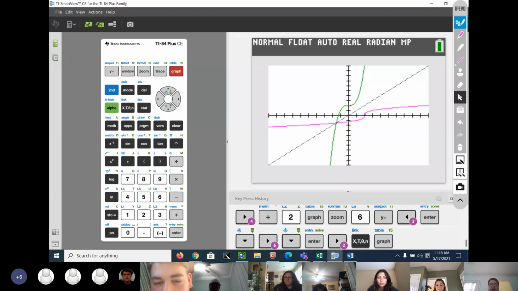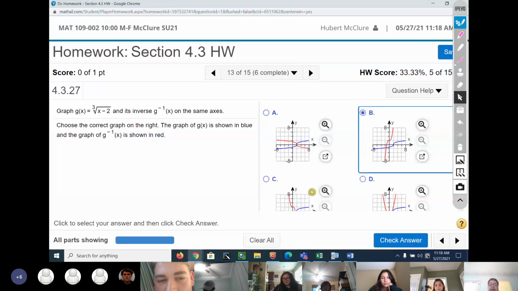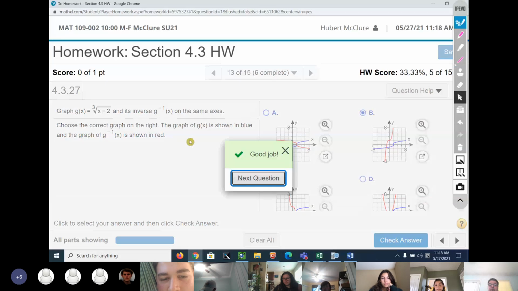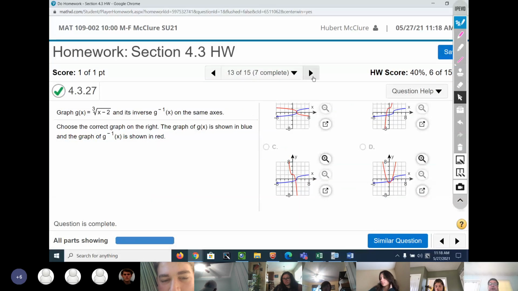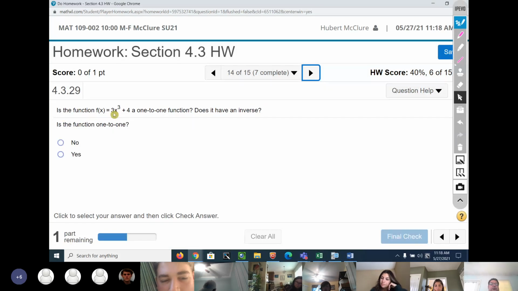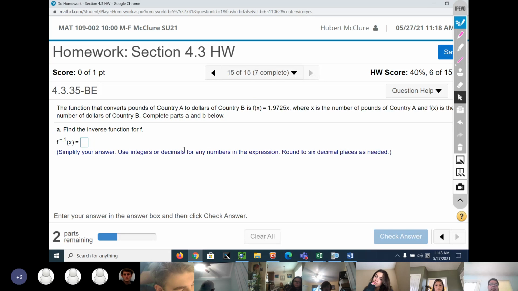All right. So I think we are done, y'all. I mean, I just did y'all's homework for y'all. There's B right there. I'll let you see what the last two look like. Is the function 3x to the third plus 4 a 1-to-1? Well, graph it, do the horizontal line test, or do this and see if it has an inverse. Several things you can do there. Same thing there. All right.